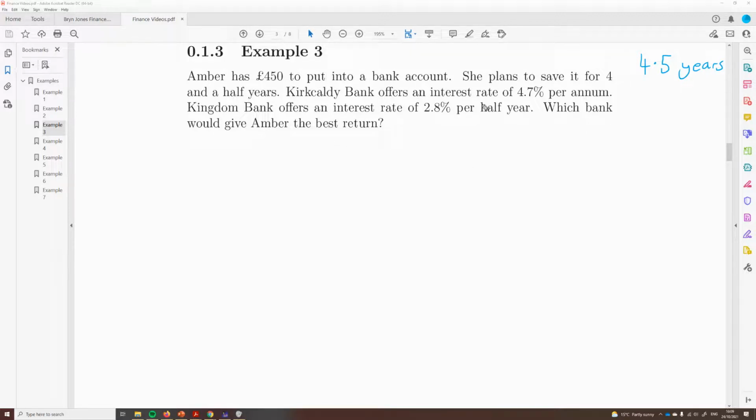Kirkcaldy Bank offers an interest rate of 4.7% per annum. Kingdom Bank offers an interest rate of 2.8% per half year. Which bank would give Amber the best return? There's actually quite a few ways to do this question, but I'll focus on one method for this video. So what we'll do is we'll use this £450 in the calculation. Let's start by looking at Kirkcaldy Bank.